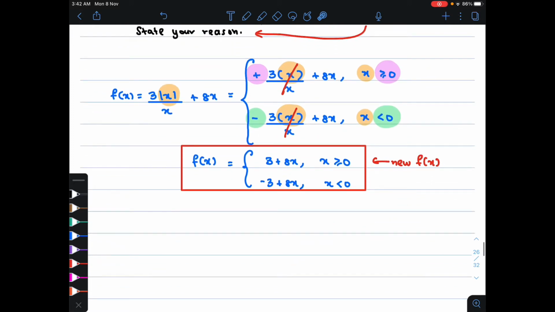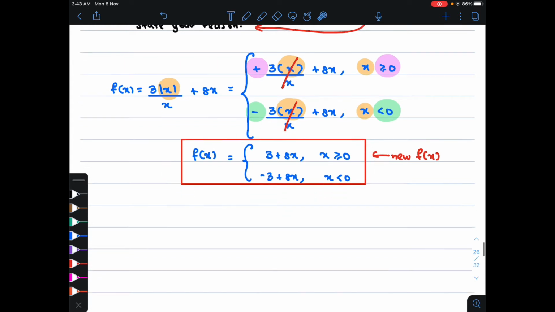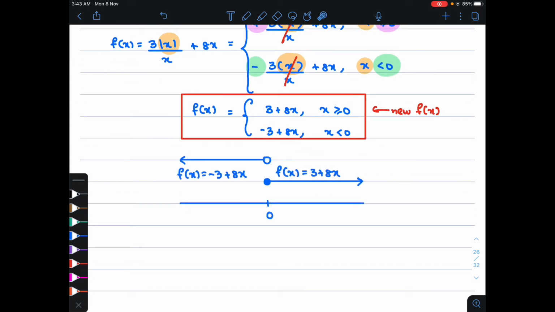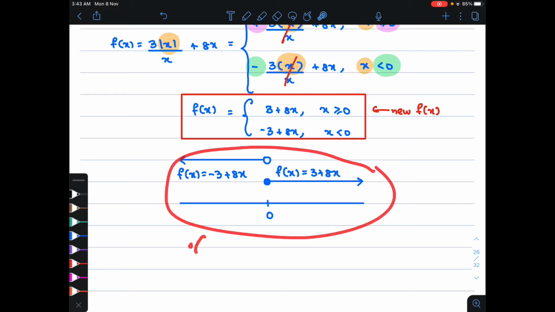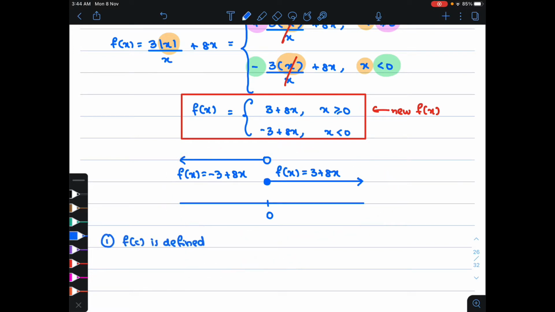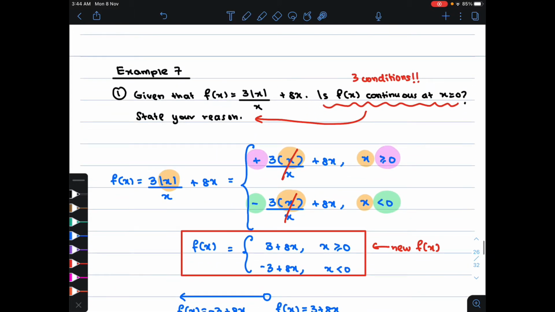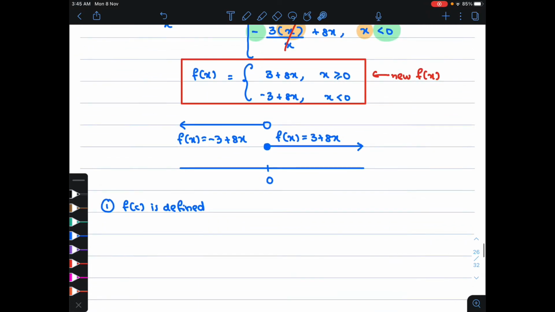Note that this is a piecewise function, so draw a number line. So look at this number line in order to do the 3 conditions. The first condition is f(c) is defined. If you look at our question, we need to determine whether f(x) is continuous at x equal to 0. So in this case, c is 0. So this means that we need to find f(0).